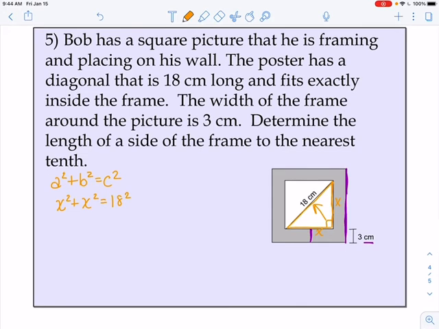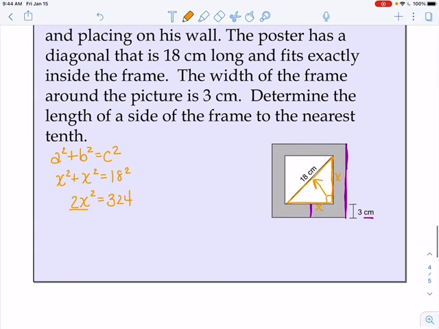Just be careful on that right-hand side. x squared plus x squared is 2x squared, and 18 squared gives me an answer of 324. I'll divide both sides by 2, and x squared is going to equal 162. To get rid of that squared, the opposite of squaring something is taking the square root.